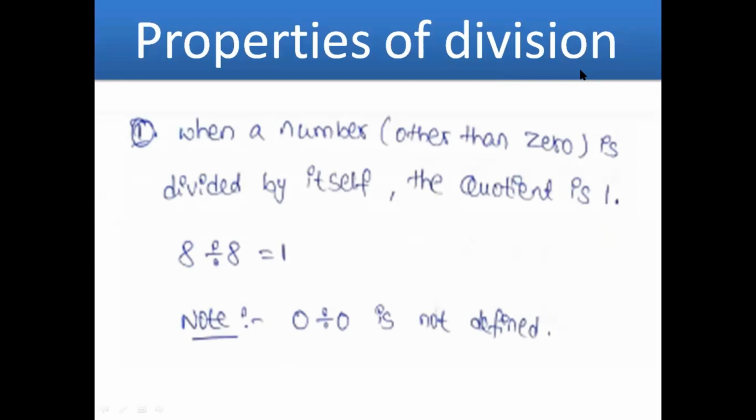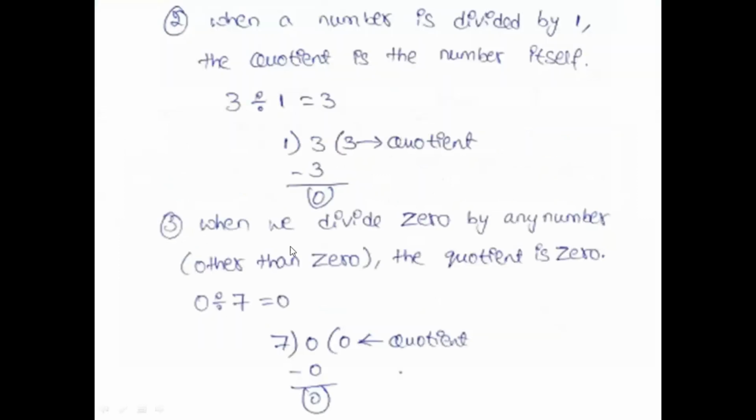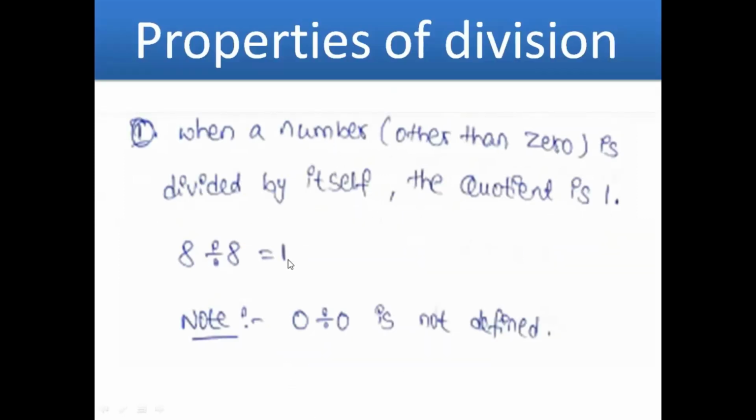Properties of division. First property. When a number other than 0 is divided by itself, the quotient is 1. 8 divided by 8 is equal to 1. Note, 0 divided by 0 is not defined.